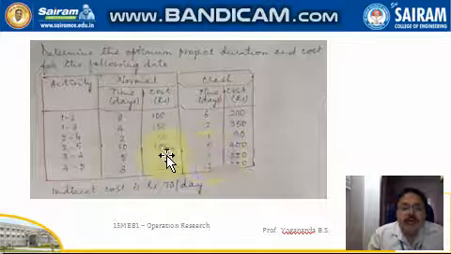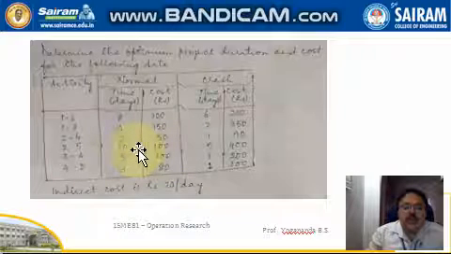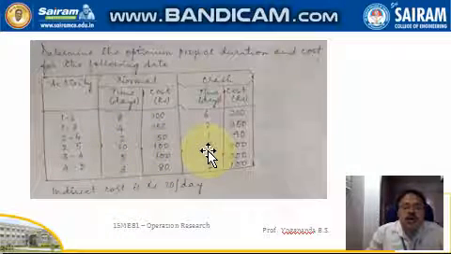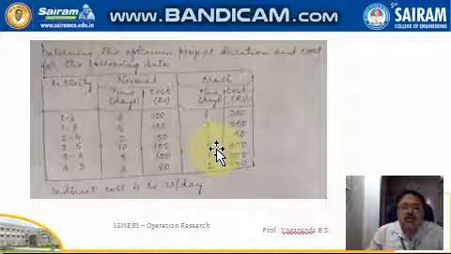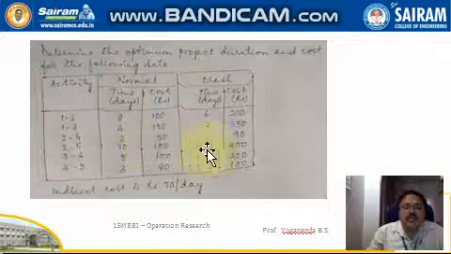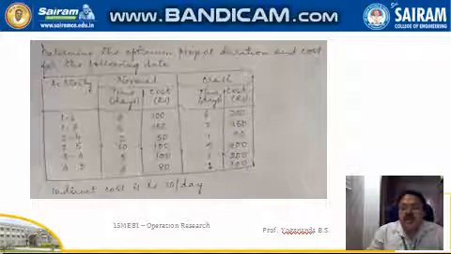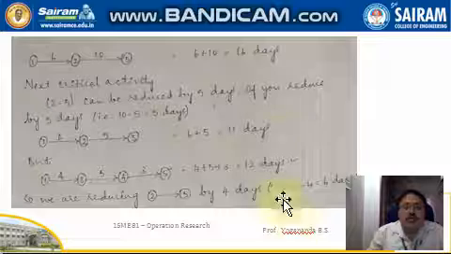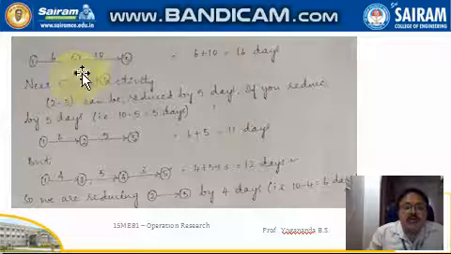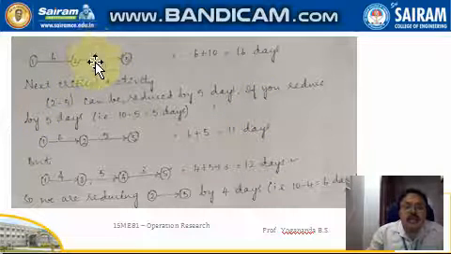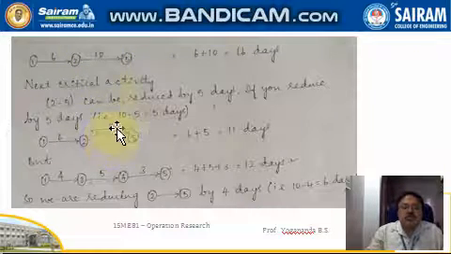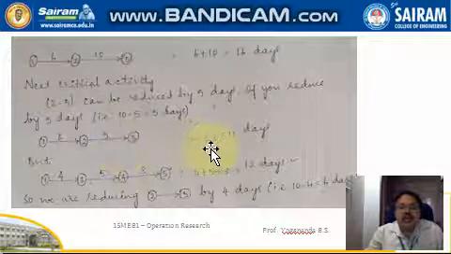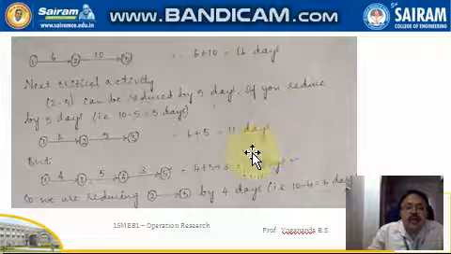So I have the normal pace of 10 days. If I want to crash this particular activity, it will be reduced to 5 days. So it is 10 minus 5, that is 5 days. So I can reduce that particular activity 2 to 5 by 5 days. So if you reduce this particular activity by 5 days, the duration becomes 10 minus 5. So that is 6 plus 5, it becomes 11 days.